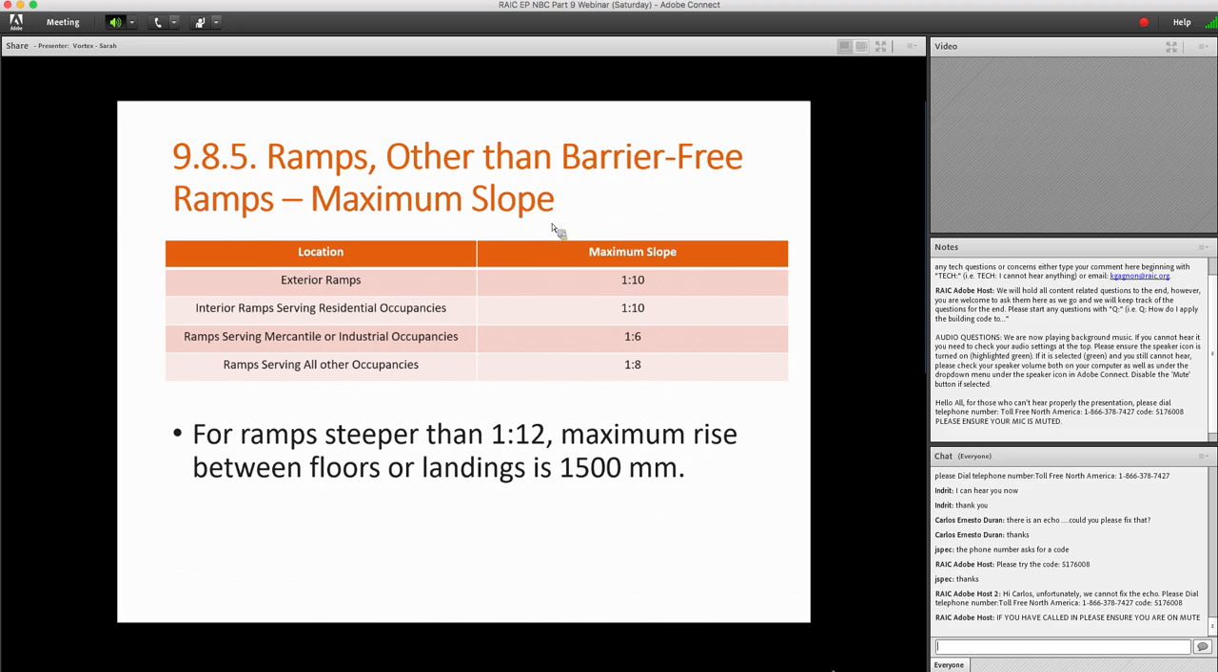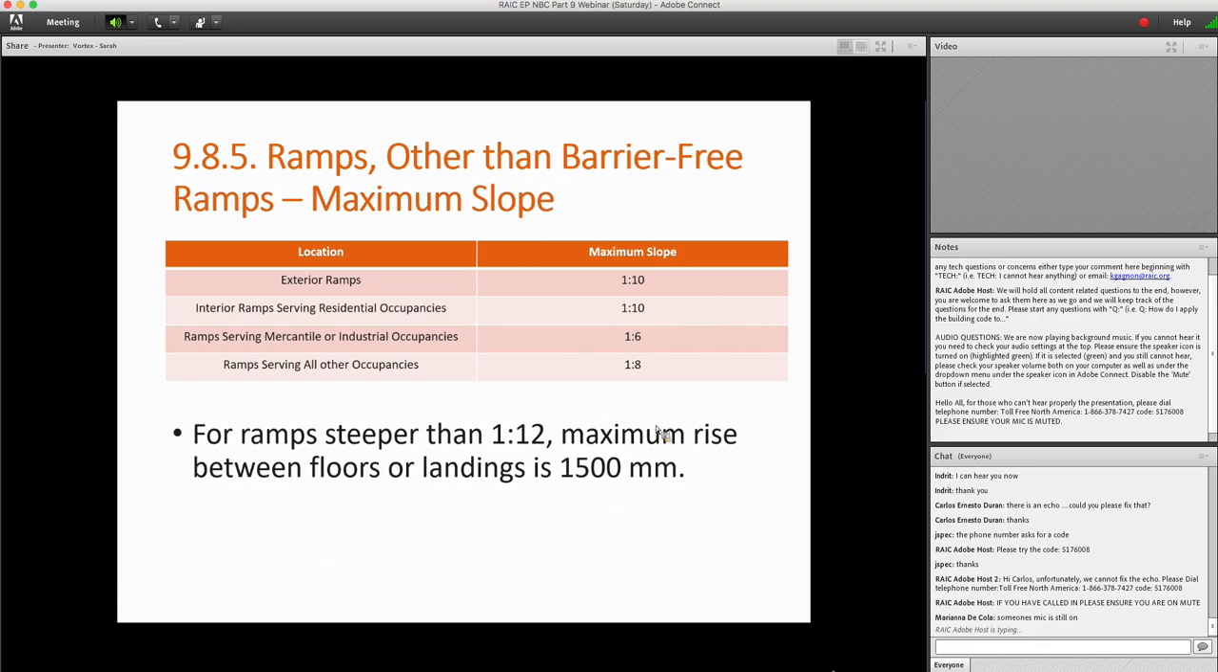The maximum slope for ramps, again, for other than barrier-free required ramps, the exterior ramp cannot be more than 1 in 10 maximum slope. So the exterior ramp and interior ramp serving residential also cannot be more than 1 in 10. Where you are looking at a mercantile or an industrial occupancy, this may be increased to 1 in 6, and other occupancies may be 1 in 8.